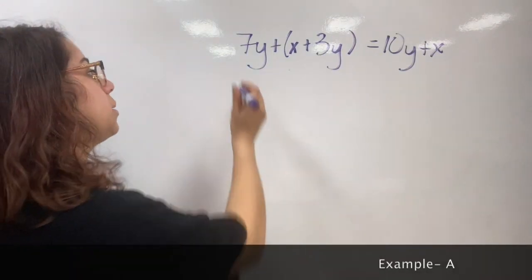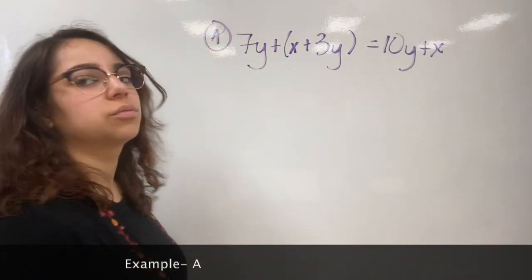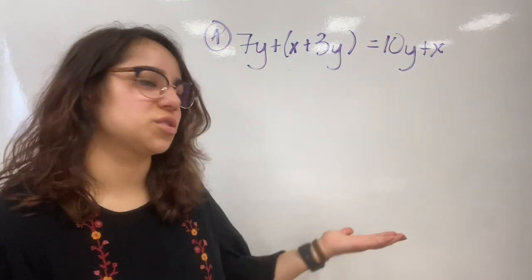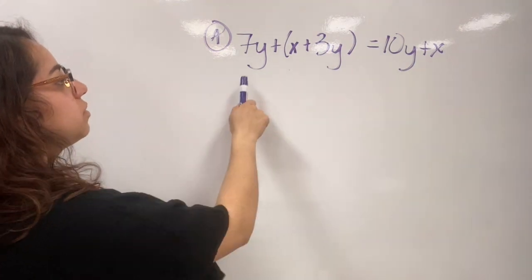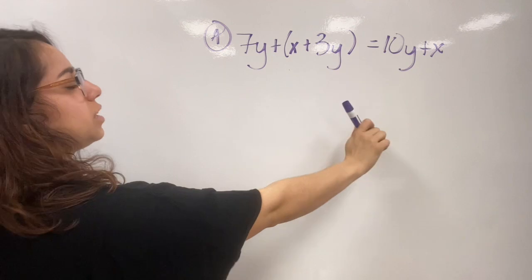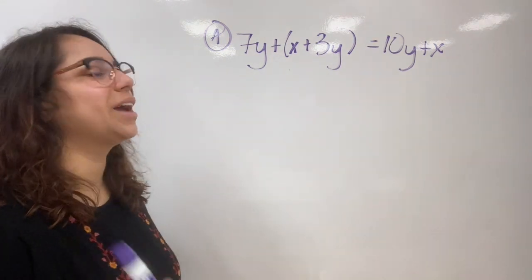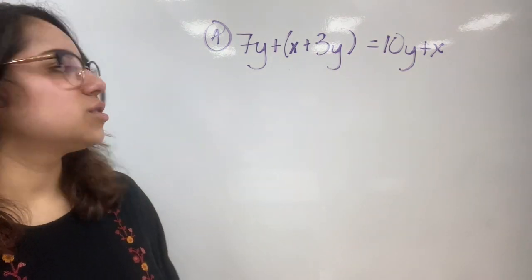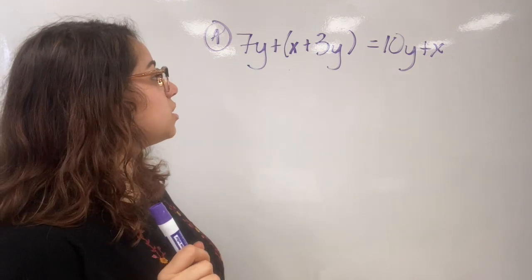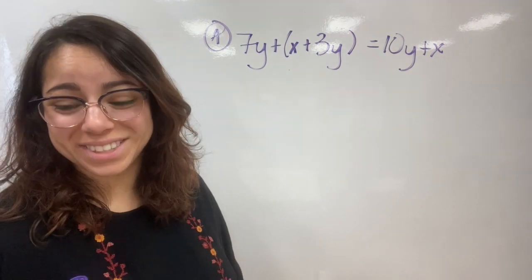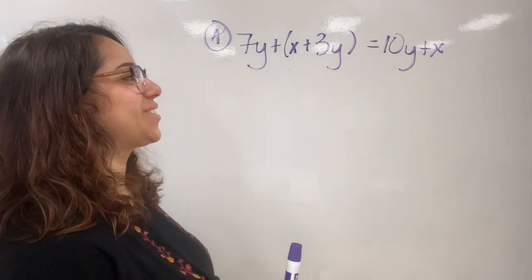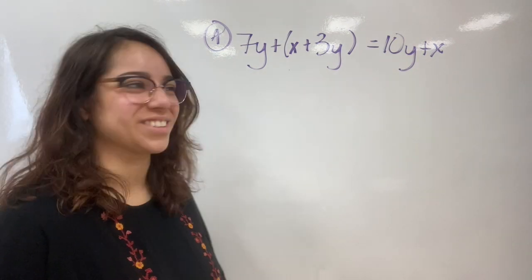Okay, this is example A. They didn't really give us a word problem, so I just wrote it up here. They're trying to see if 7y plus x plus 3y is equivalent or equal to 10y plus x. Because I've had way more years of practice than you guys, I can look at this and tell you, oh, it's equivalent or oh, it's not. So let's figure this out.